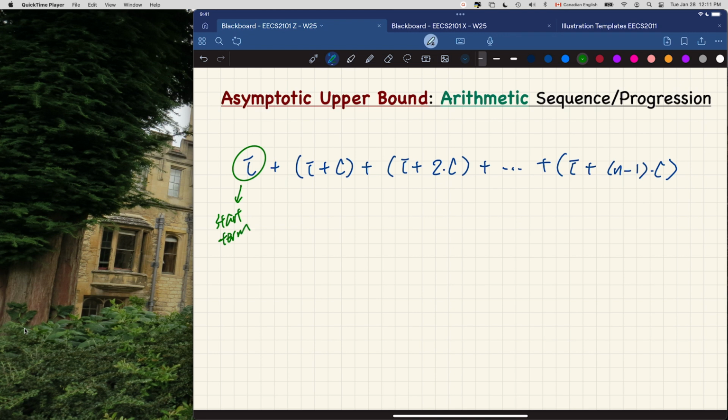And then the C here, well, you can also think about I as I plus 0 times C. You can think of it that way, right? So the C here is just getting incremented, getting accumulated each time. It's called a common difference. So the C here is called a common difference.